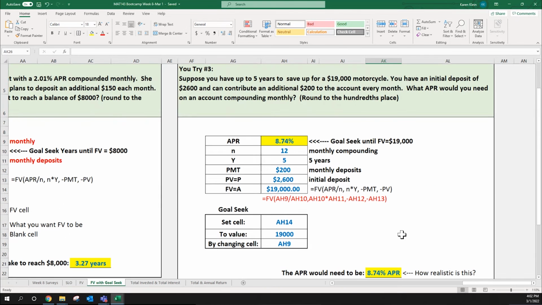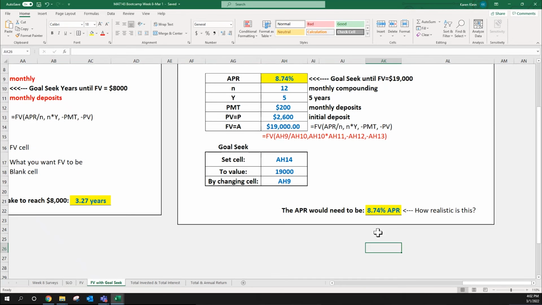So he has 5 years or she has 5 years in order to save up that $19,000. And the only way for that to happen is if they find an account that has 8.74% APR. So my question to you is, does that exist? What are your thoughts? Yeah, Bitcoin. So yeah, that's way too high.